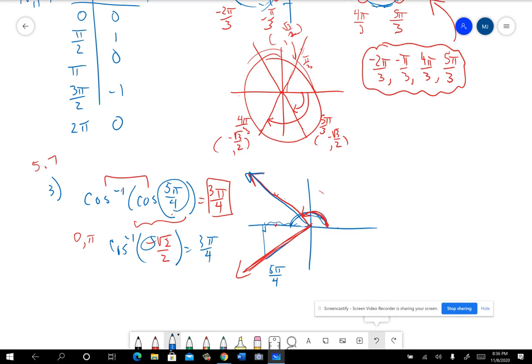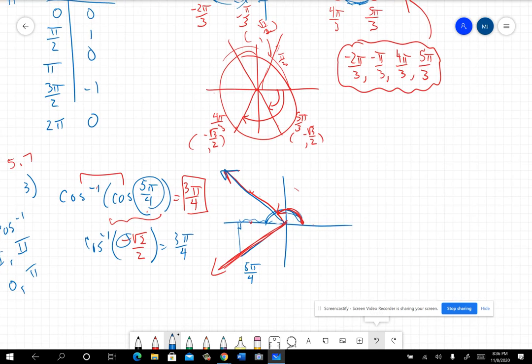So you could show me that, but that negative square root of 2 over 2 should not be something you just get on your calculator. You should be reasoning it through for me and just remembering cosine inverse has to be an angle in the first or second quadrant, something from 0 to pi. Okay, so that's what I'm looking for.